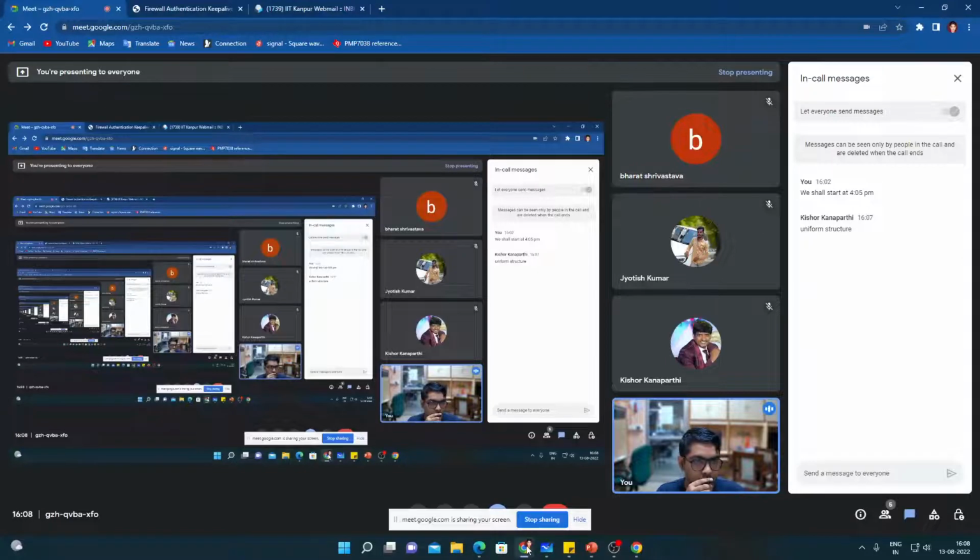Okay, so uniform structure. Can you please elaborate a bit? What do you mean by uniform structure?